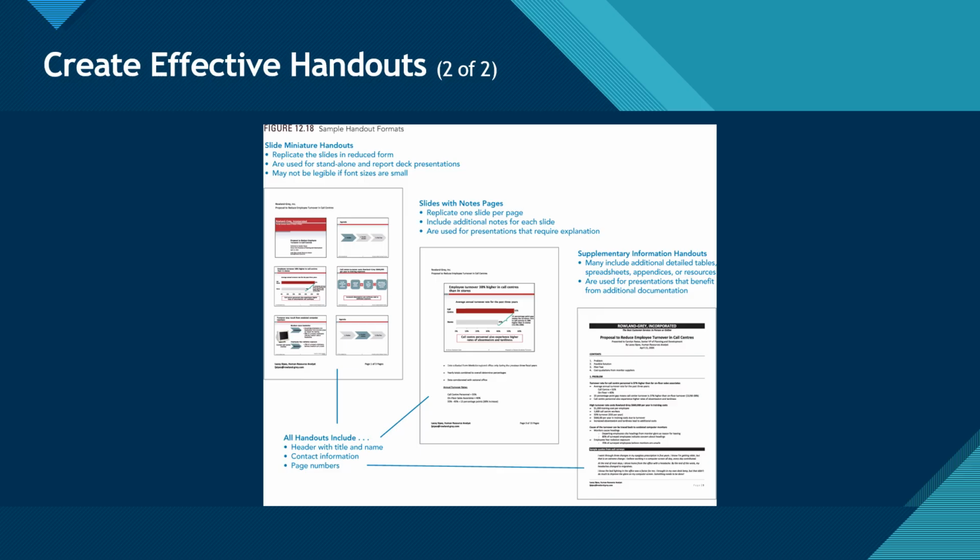Let us look at the third format, supplementary information handouts. Handout for proposal to reduce employee turnover in call centers with markings. Things to remember are: Number 1. Many include additional detailed tables, spreadsheets, appendices, or resources. Number 2. These are used for presentations that benefit from additional documentations. Number 3. All handouts include header with title and name, contact information, and page numbers.